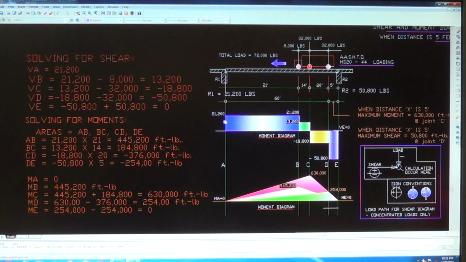Okay, now 21,200 will travel horizontally. You draw that line and meet this load coming down, 8,000 pounds, at that point there, and then you calculate. So 21,000 positive minus 8,000 right here, it's called 13,000. That's why we have 13,000 right here. That's for the shear for B. Shear B. Now shear at C.